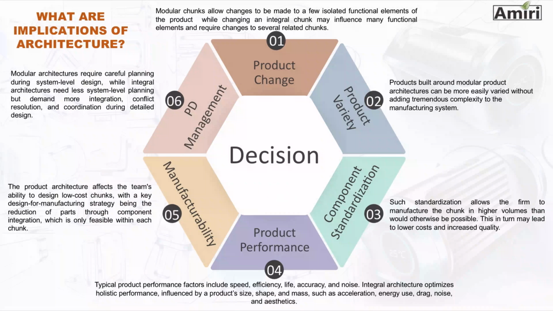And lastly, the product management style could be totally different for modular versus integral architecture. Modular approaches require very careful planning during system level design phase, but detailed design is largely concerned with ensuring that the teams assigned to chunks are meeting the performance, cost, the schedule requirements, and stuff like that. In an integral architecture, it requires less planning and specification during system level design, but it requires substantially more integration, conflict resolution, and coordination during detailed design phase of the project.